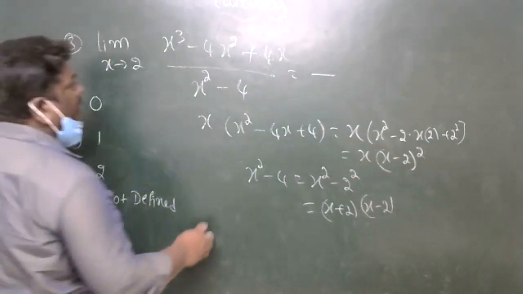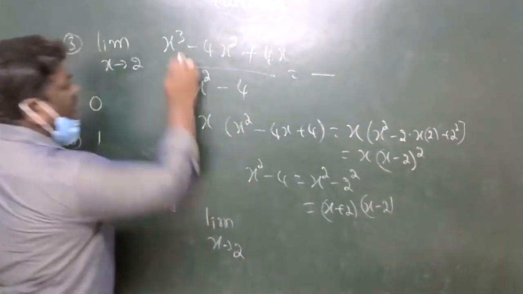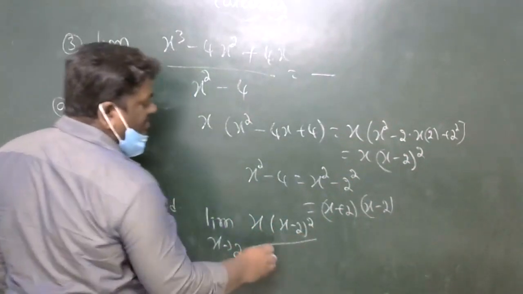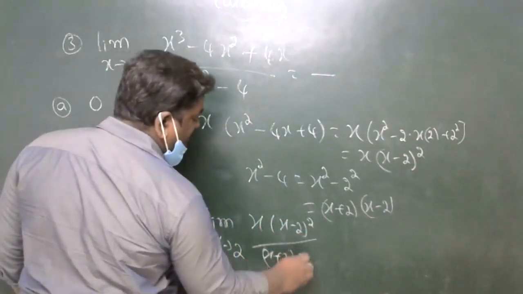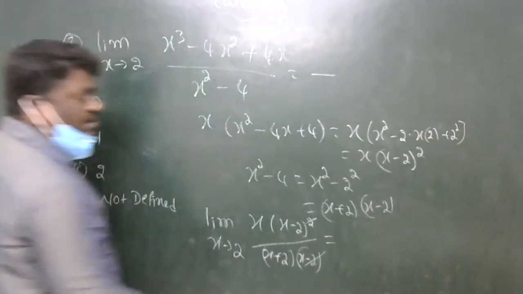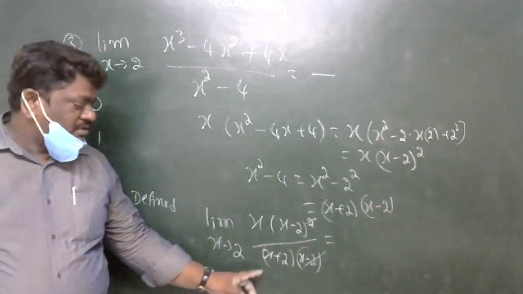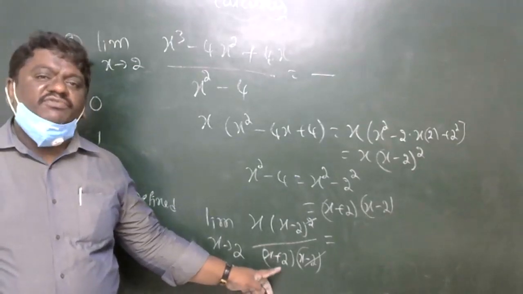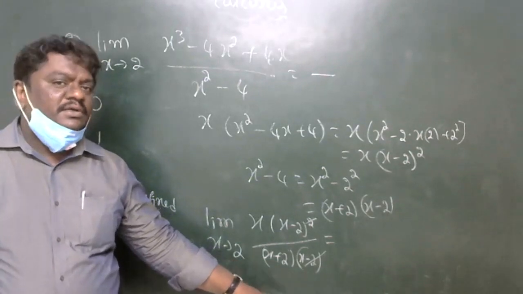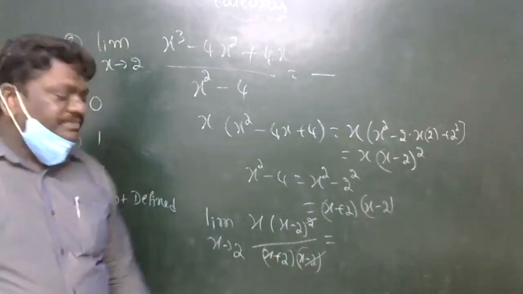Now, instead of this, you can write limit as x tends to 2 of x into x minus 2 whole square divided by x plus 2 into x minus 2. The x minus 2 and x minus 2 get cancelled. So now you can apply the 2. Check once: are you getting 0 in the denominator or not? If you put 2 here, 2 plus 2, you are going to get 4. But the 0 giving term gets cancelled. You have to eliminate that. So I eliminated x minus 2. That is the only 0 giving term.